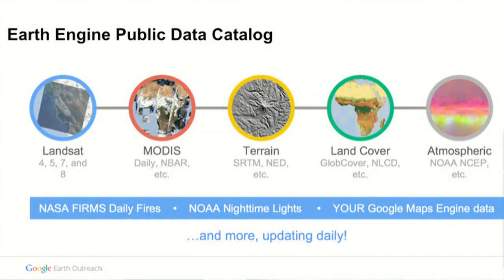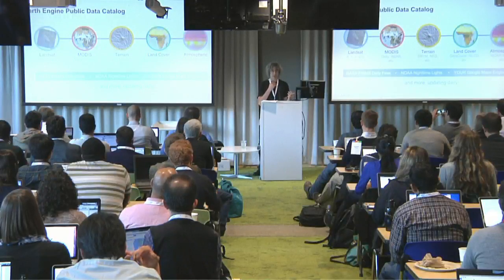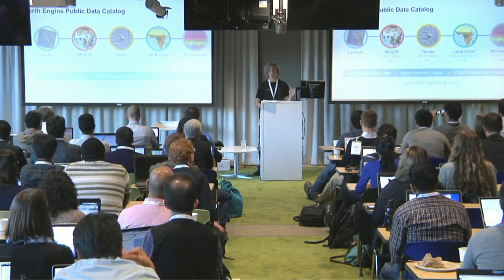Here's the kind of data that we have. So it's not just satellite data, not just Earth surface data. We have elevation data, atmospheric data, precipitation, and we also have access to vector data. So if you have vector data sets that you want to include, you can use those vector data sets, points and polygons. And you can also upload your own data using Maps Engine.